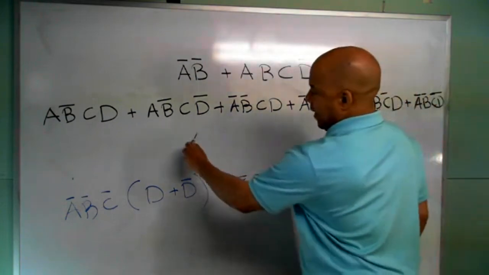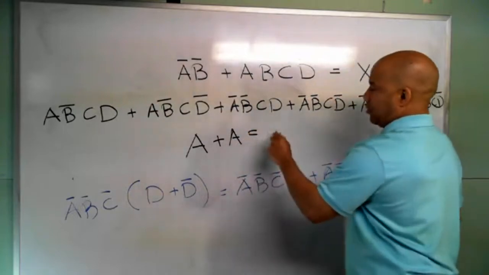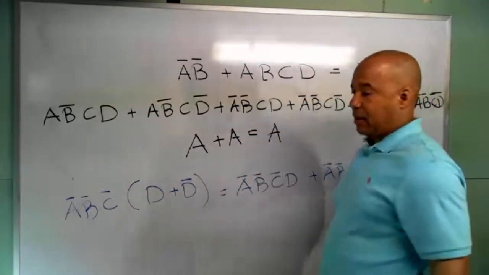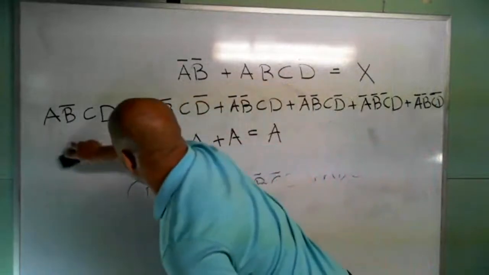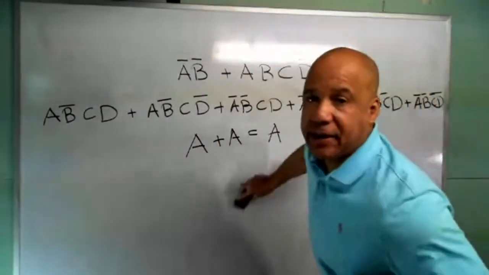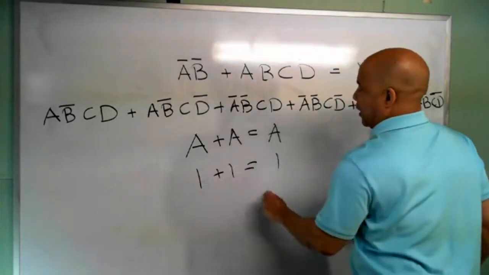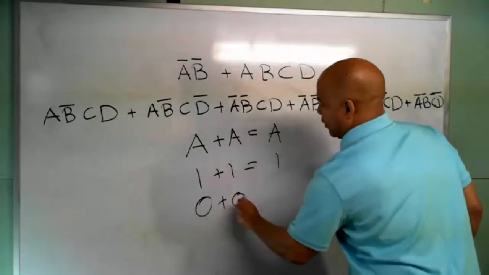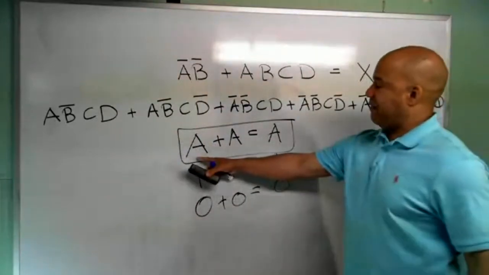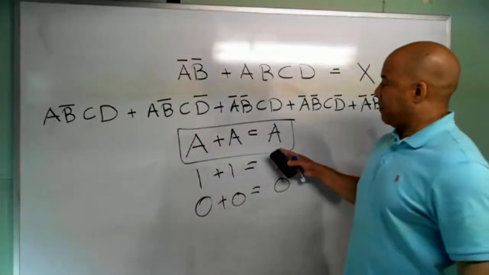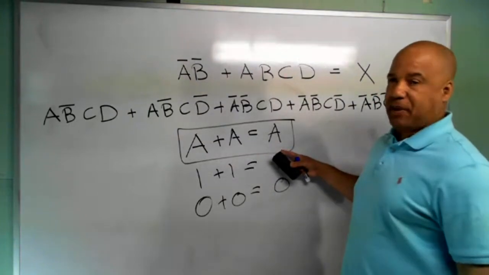And these are all not. Now, if I have A or A, that's equal to basically A. There's another one of the rules. If I OR something with itself, I get the thing that I'm ORing. So if this is a 1 or a 1, that's a 1. If this is a 0 or a 0, that's a 0. So that says if I have anything repeated, it basically is that thing.